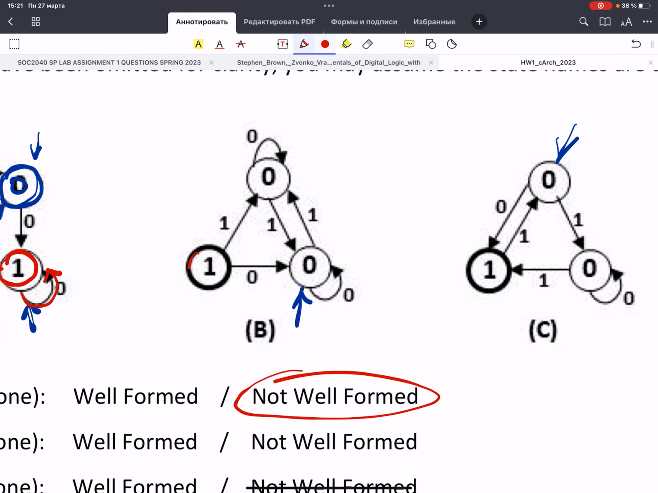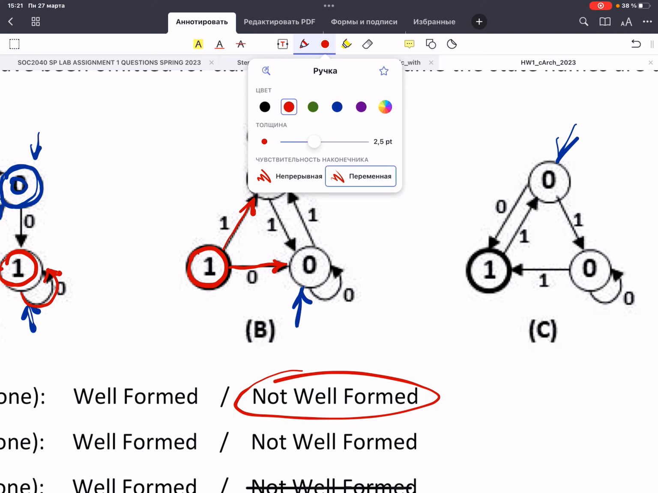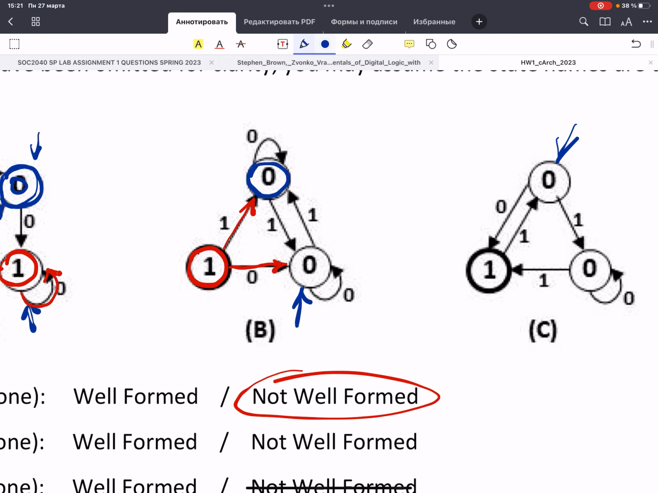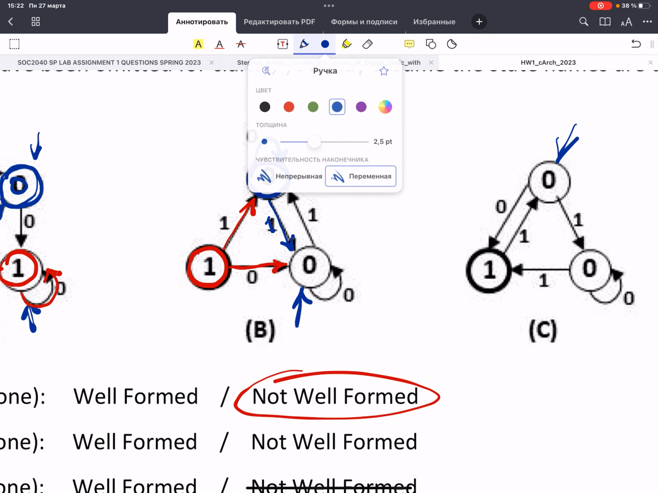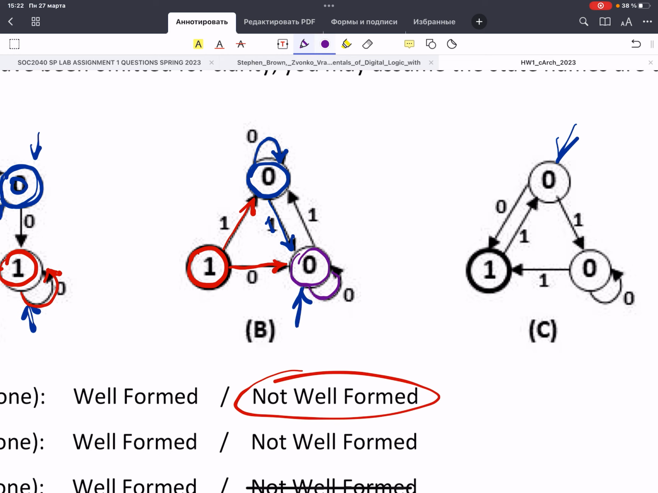Okay, so let's analyze this one. Let's start from this one. If 1, good; 0, good. There's no double input 1, so everything's perfect. Let's analyze this one, state 0. If input 0, it calls itself, a loop. If input is 1, it goes to state 1. Pretty good. And let's analyze this one. If 0 is given, it's a loop. If it's 1, it calls the next state, so no duplication, and everything is perfect. This one is well formed.